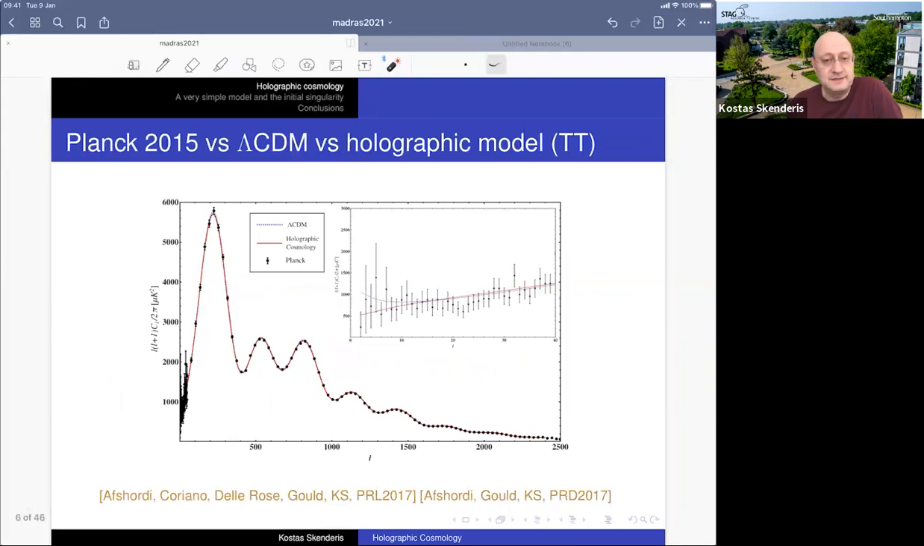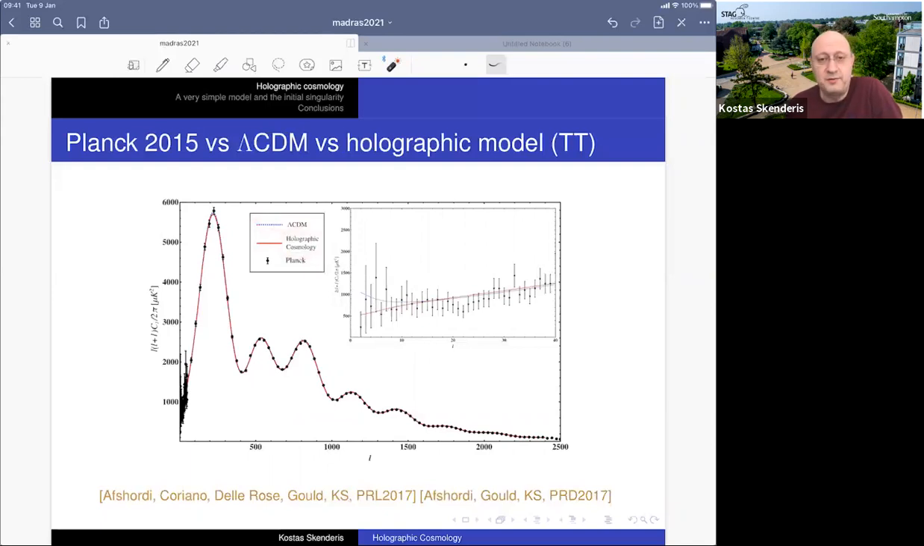Okay, moreover, these models are consistent with data. So here is a fit of these models to data. Here I have the CMB data. The blue dotted curve is the traditional lambda CDM fit to this data, and the red curve is this holographic cosmology model. And as you can see, they're pretty much on top of each other.